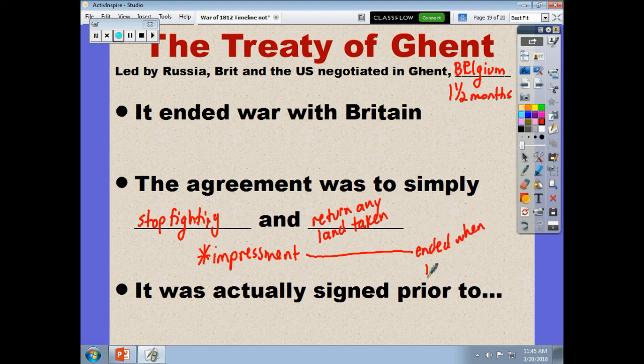And it ended when the Napoleonic Wars ended. And the Napoleonic Wars ended just before the Battle of New Orleans. In fact, the soldiers that were at New Orleans on the British side were actually men that had defeated Napoleon at Waterloo, and they were sent to New Orleans to work on the Americans. So the treaty is actually signed, in fact, before the last battle, but we don't hear about it because of how far away it is.